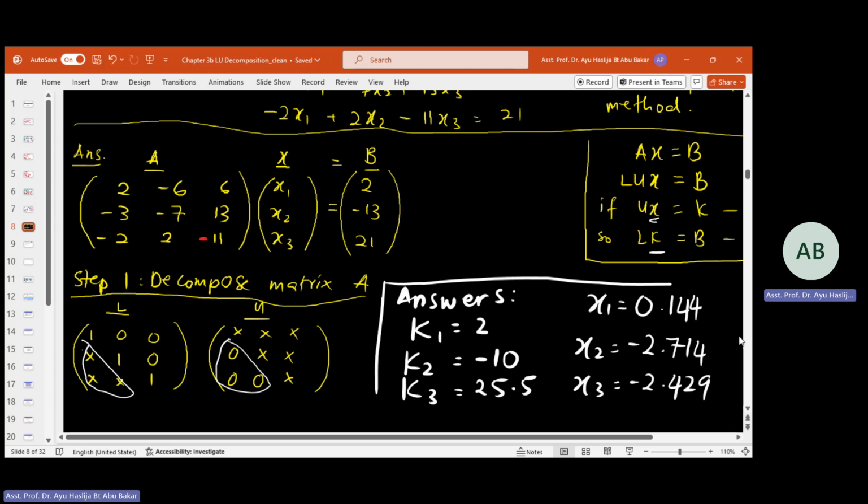Okay, so we are running out of time. Please make sure you get the correct answer and make sure you know the step-by-step LU and the concept of LU. Next class, we will do one more question for LU. Then I'll proceed to the iterative method. Okay, that's all for today.